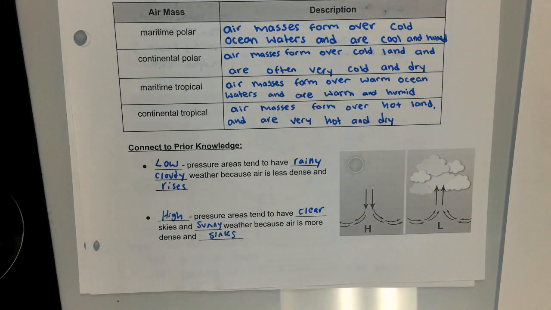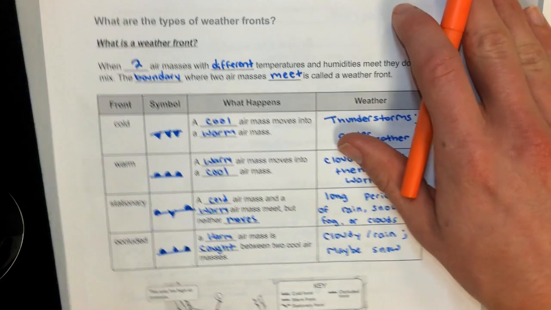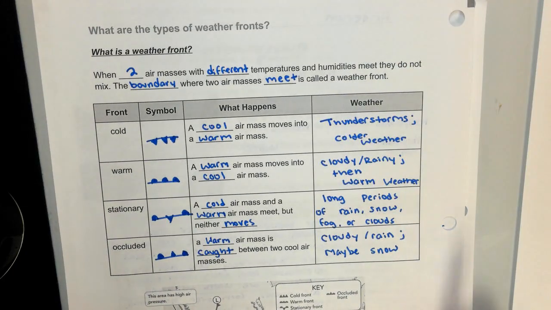We'll talk a lot about high and low pressure next week when I'm back. Okay, on the next page, we're going to talk about different types of weather fronts, okay? And keep in mind, we did that lab yesterday if you were here where we modeled warm and cold fronts.